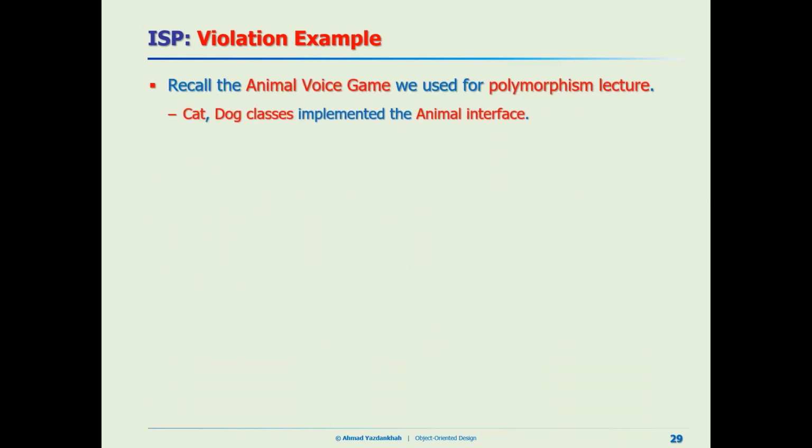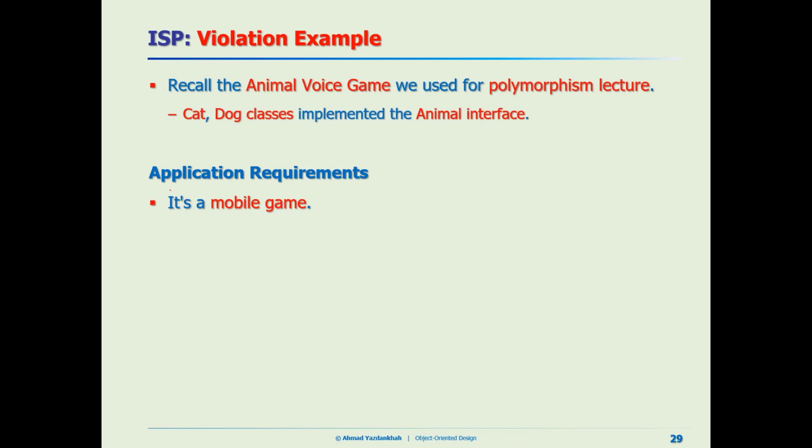So you remember the animal voice game we made when we were talking about polymorphism? We had cat and dog classes, and we had an animal interface. Now in this lecture, we have some new requirements. We want to change this a little bit, and here are the requirements.